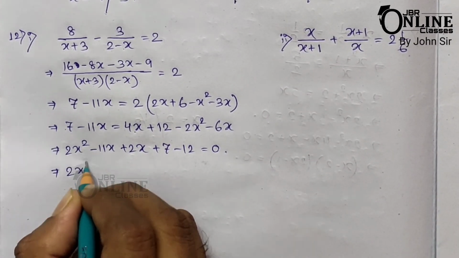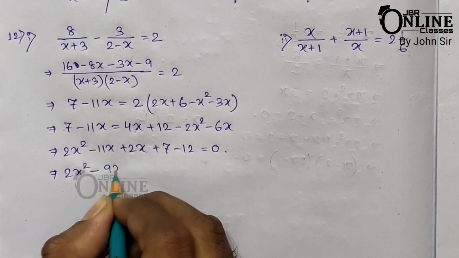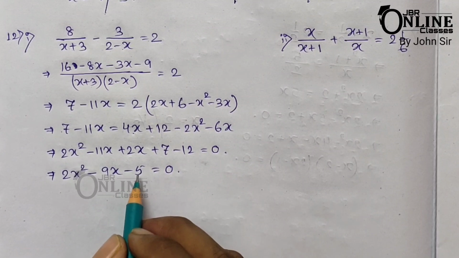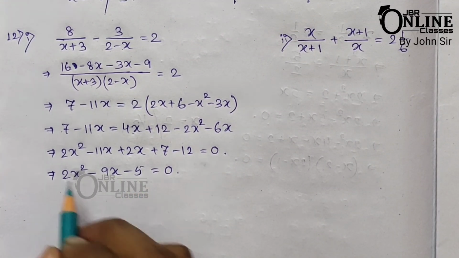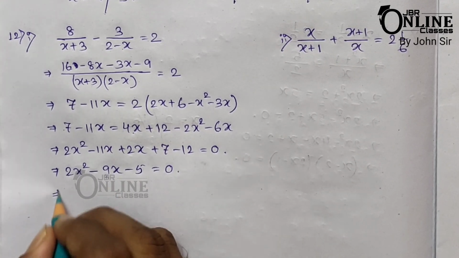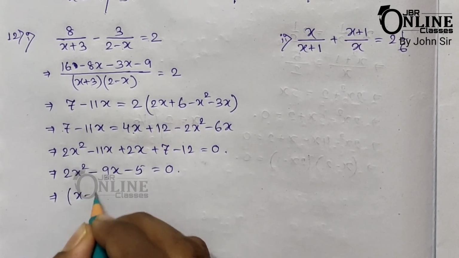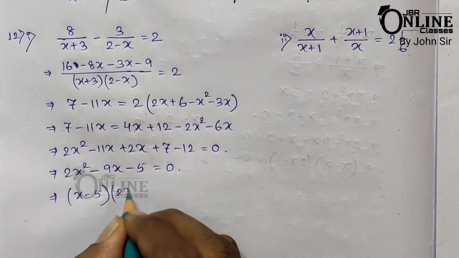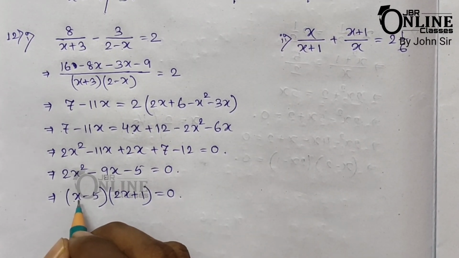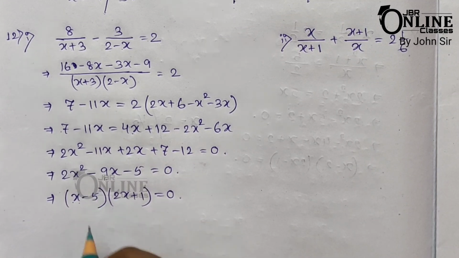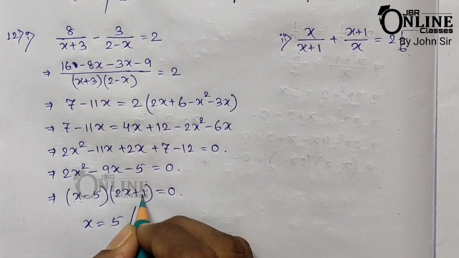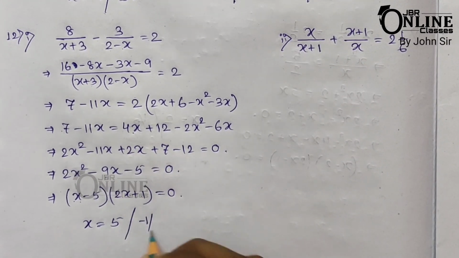Now next thing 2x squared minus 9x minus 5 equal to 0. So now here 5 and 2 becomes 10. So 9 represent as 10 minus 1. So after middle term factorization, you will get (x minus 5) into (2x plus 1) equal to 0. So from that, if x minus 5 equals 0, so x equals 5, and here 2x plus 1 equals 0, so x equals minus 1 by 2.